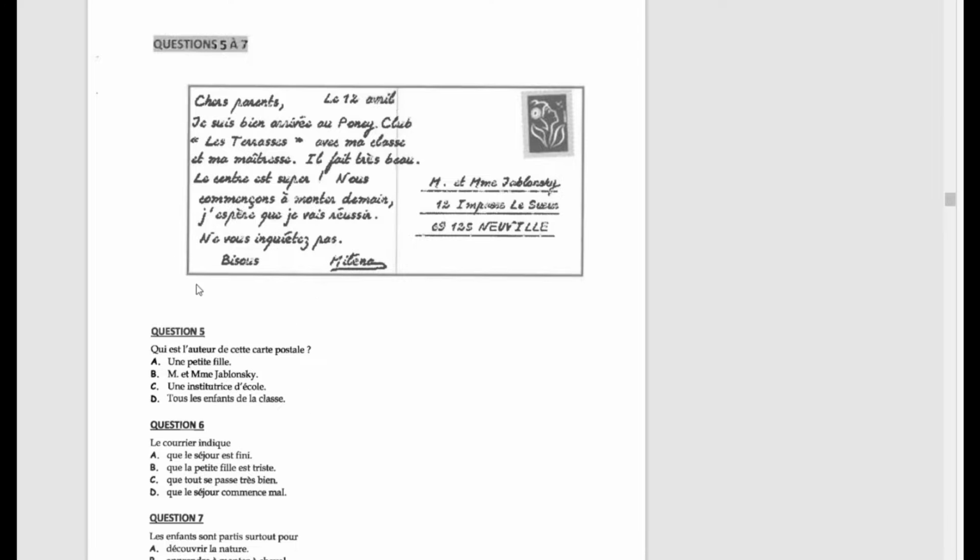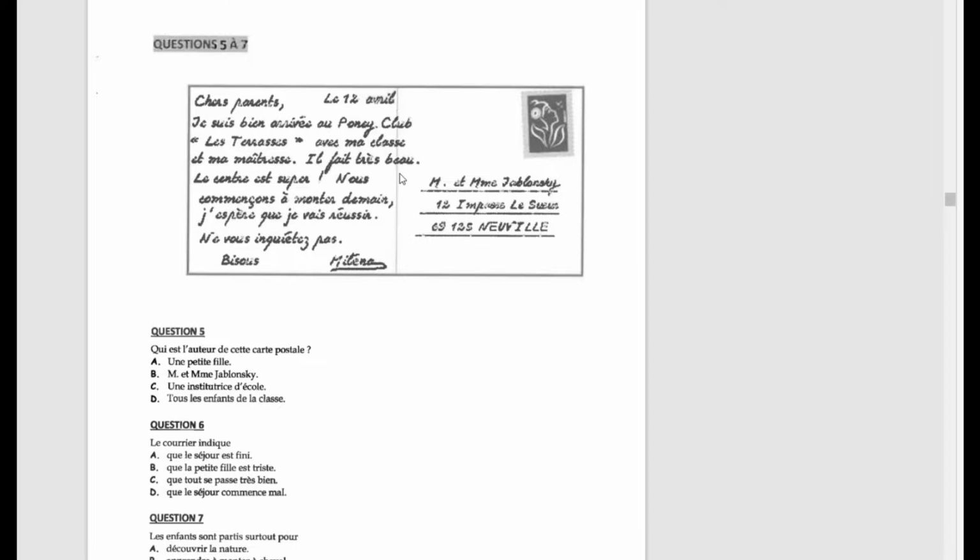Now let's look at some elements of this note. This letter is being addressed to chers parents, which means somebody is writing to parents. So it could be a teacher, it could be a daughter or a son. Je suis bien arrivé au Pony Club avec ma classe et ma maîtresse. So by this line, it seems that somebody has arrived somewhere with his or her class and the teacher, which means that maybe a student, who is a son or a daughter of these people, has written this note.